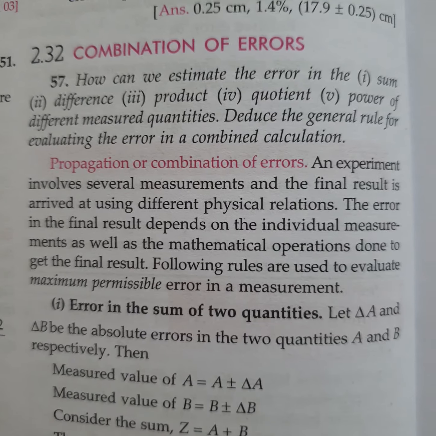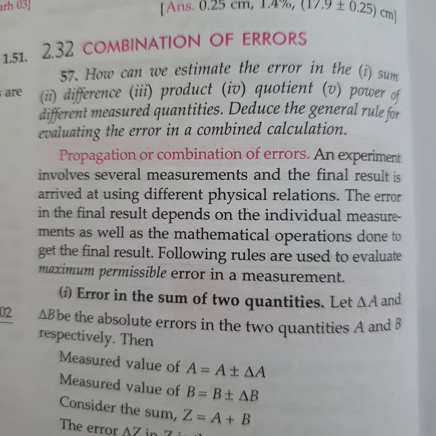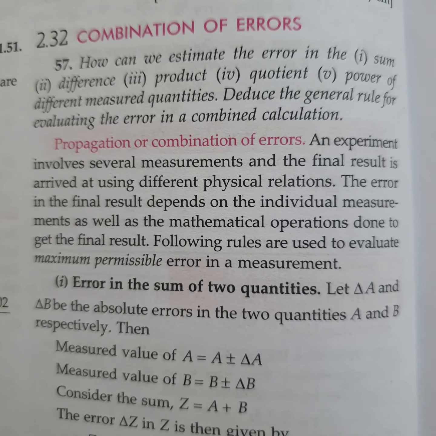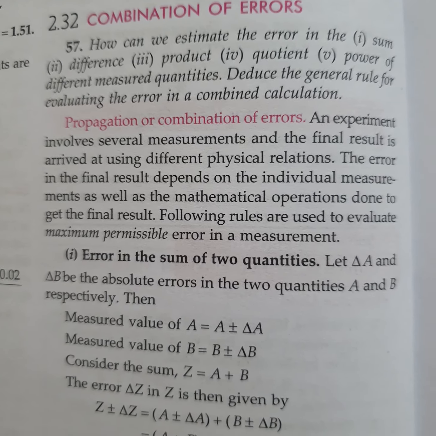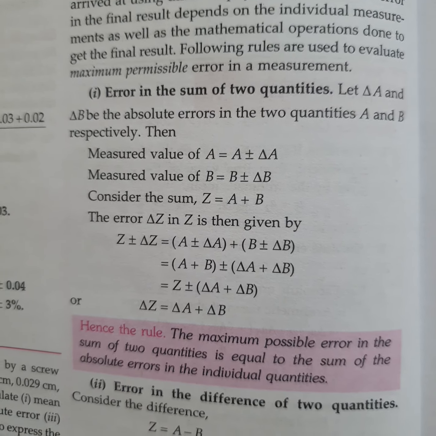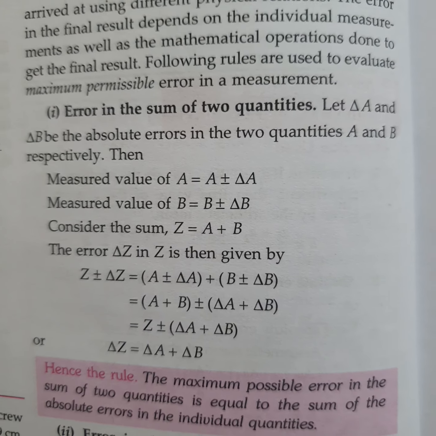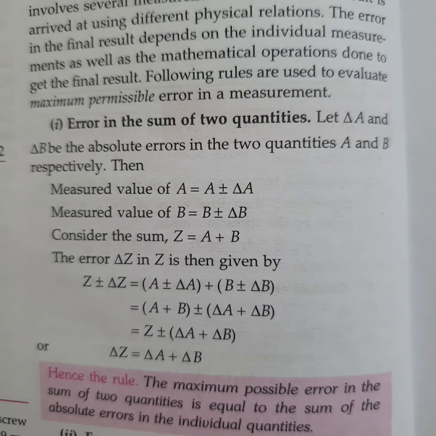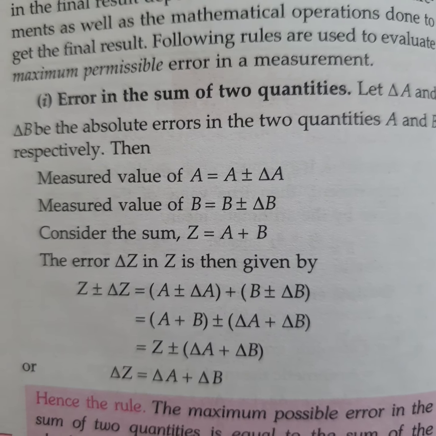Next topic is combination of errors. Combination of errors means when you have two different quantities, you are going to add, subtract, multiply or divide them. These derivations are in the syllabus, but these derivations will not come in my exams because my exams are purely objective. You learn only the end result, like in the sum of two quantities.